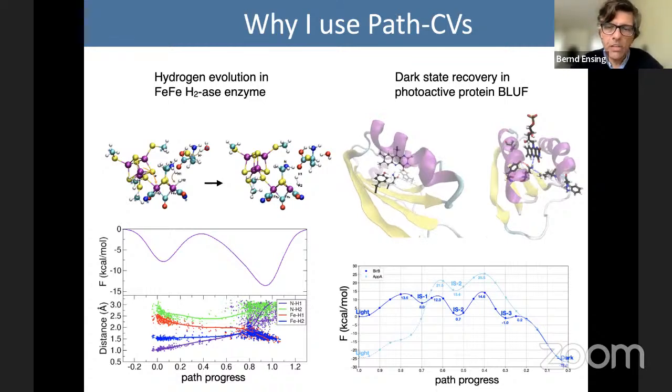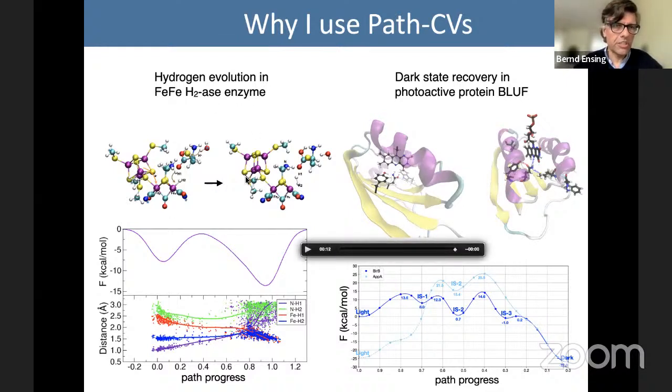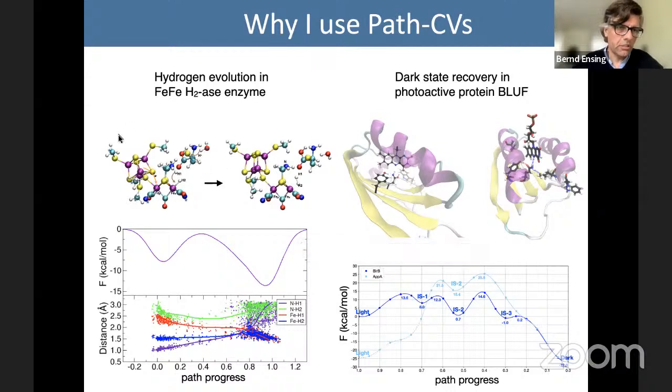simulations that we do in Amsterdam. On the left-hand side, you see a cluster model of the catalytic site of an enzyme. It's called hydrogenase, the hydrogenase enzyme. It has 2 iron ions here, and then actually there's a cluster of irons and sulfurs here as well. And this thing is very efficient at making hydrogen molecules from protons and electrons.